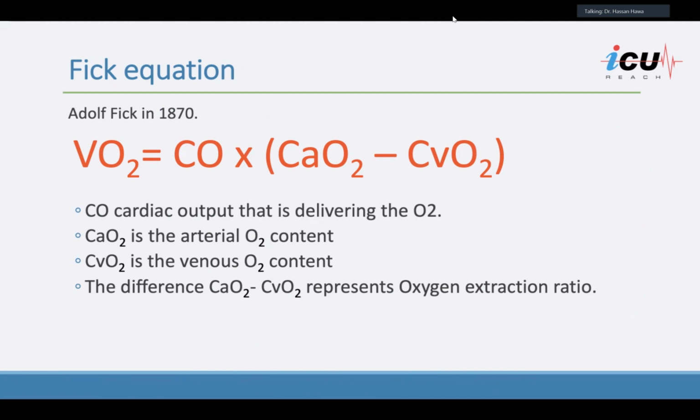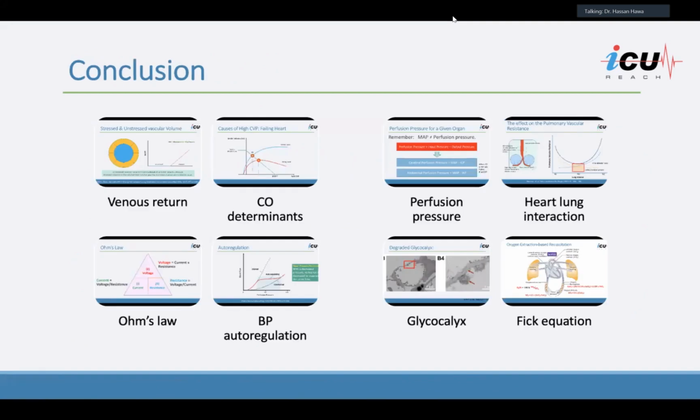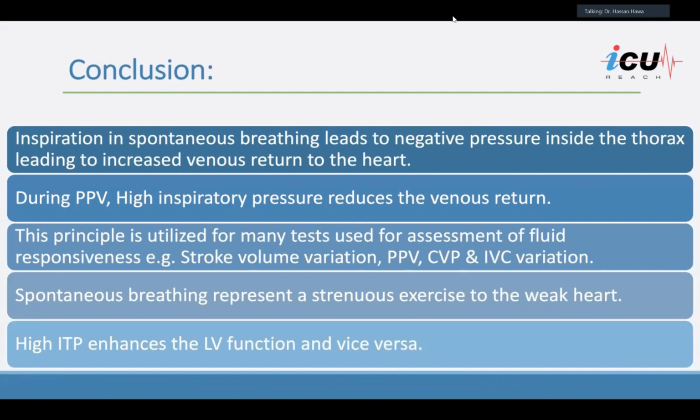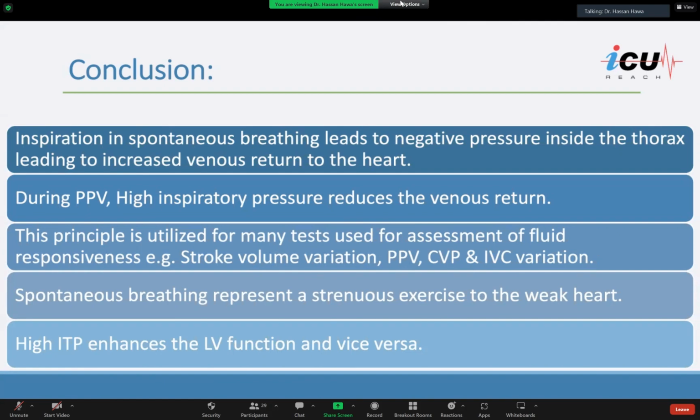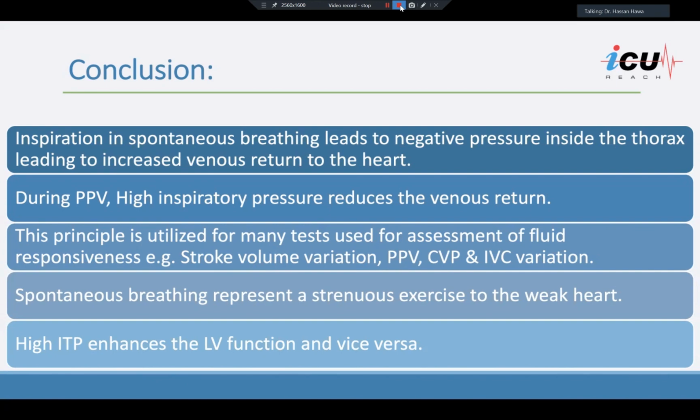So to conclude this session: inspiration in spontaneous breathing leads to negative pressure inside the thorax, leading to increased venous return to the heart. During positive pressure ventilation, high inspiratory pressure reduces the venous return. The principle is utilized for many tests used for assessment of fluid responsiveness, for example stroke volume variation, pulse pressure variation, IVC variation, and obviously even CVP variation can be used.